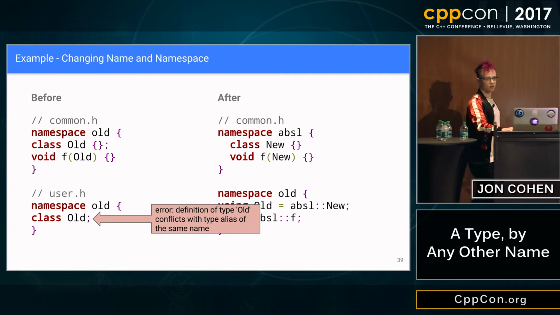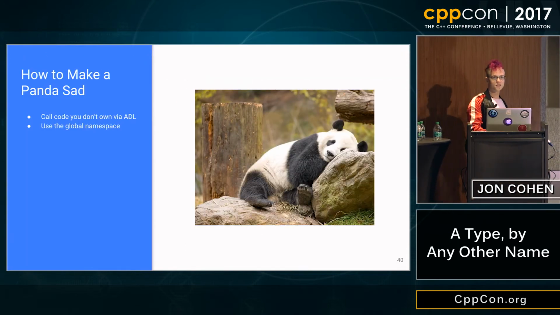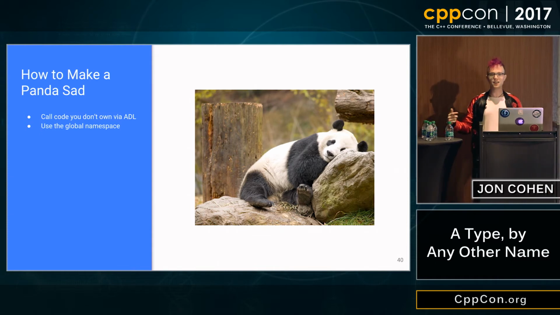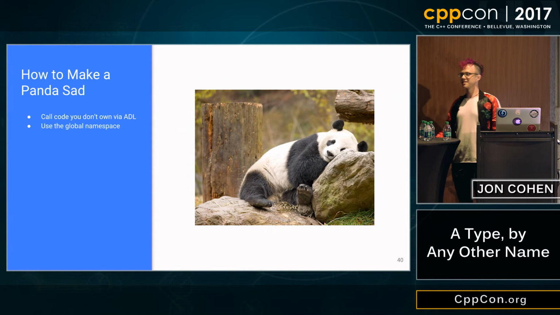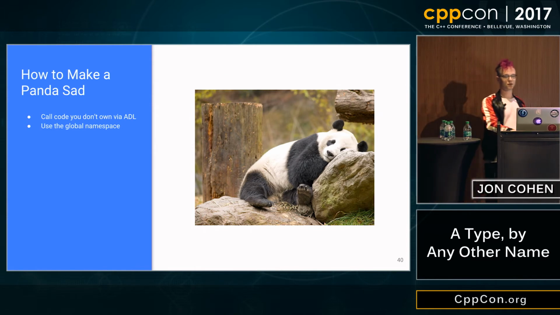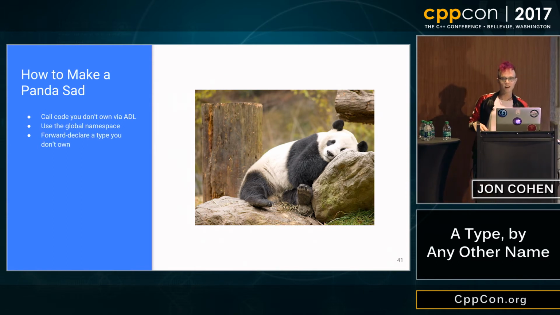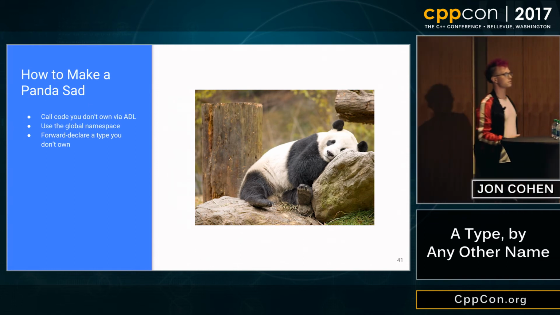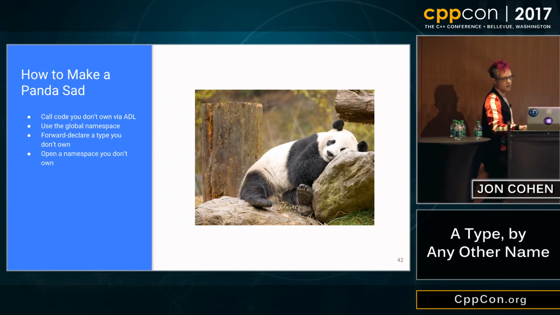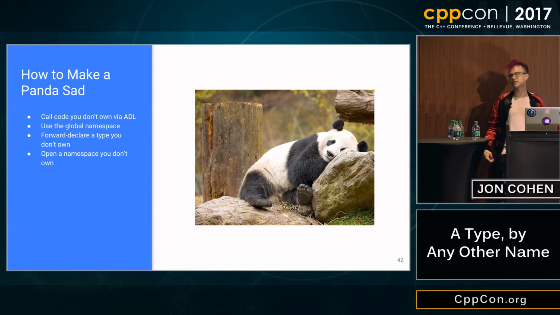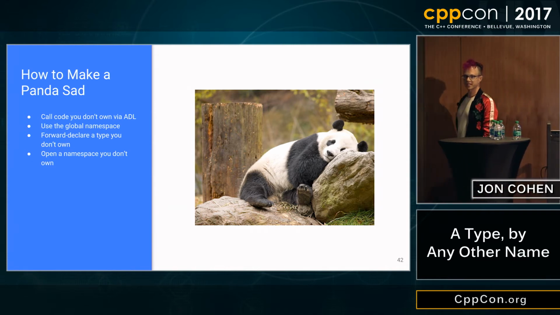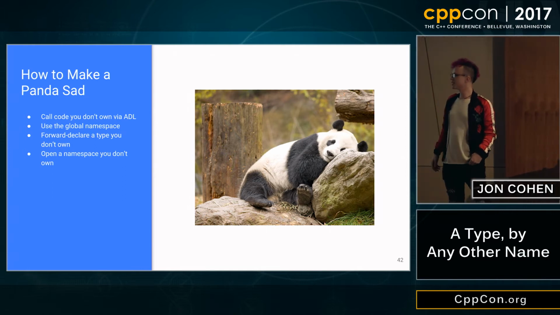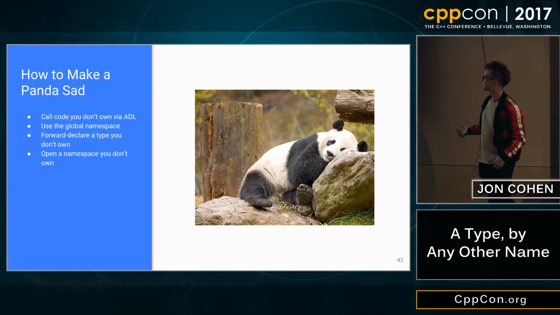So, as it turns out, pandas are made sad by everything that you can make sad with a puppy, but you can make pandas even more sad than puppies. Forward declaring a type you don't own will make pandas sad. I just talked about why this might be a bad idea. Also, opening a namespace you don't own makes pandas really, really sad. This is basically the same rule as don't open namespace std. There's a reason it's in the language spec.